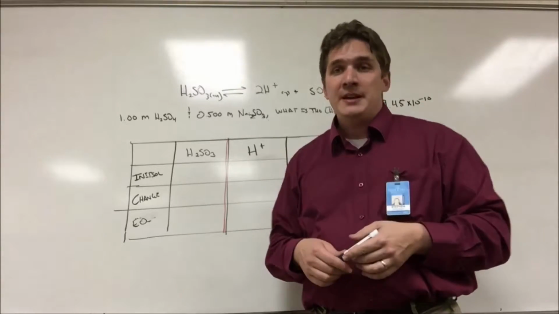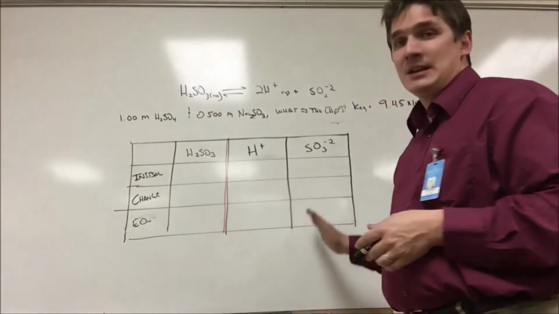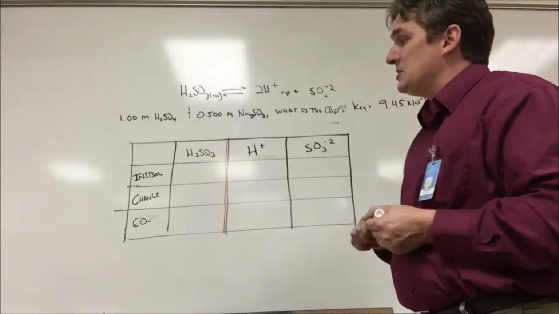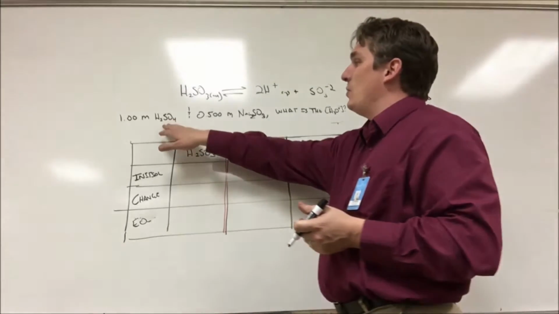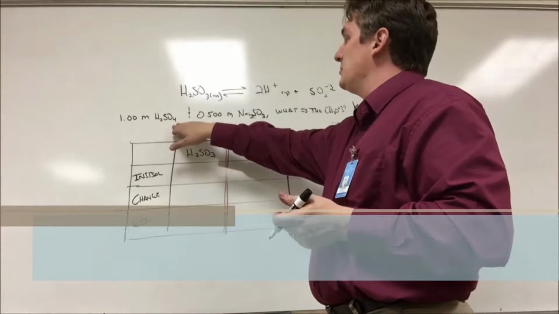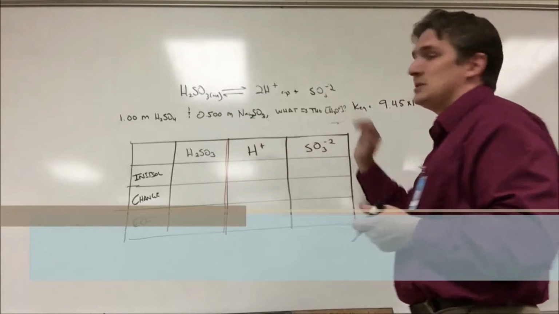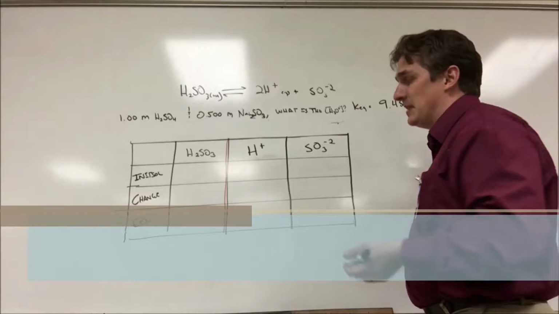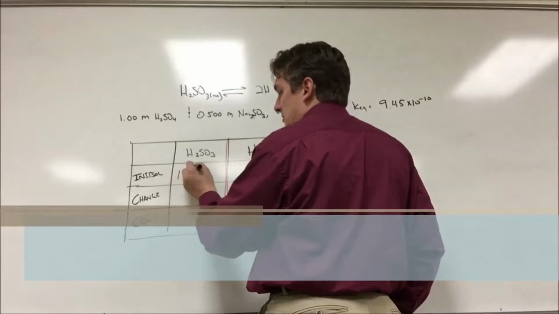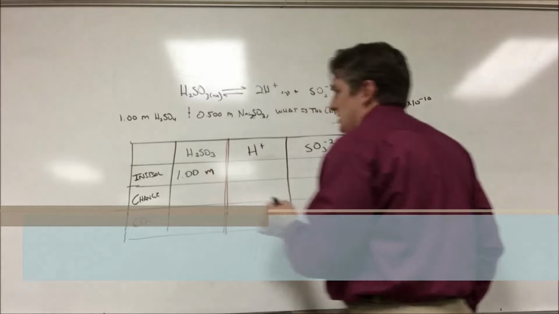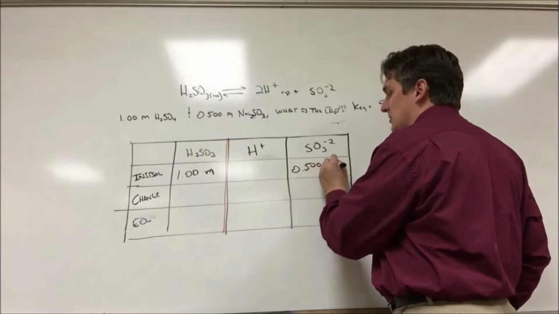So when you build your ICE table, I'm a huge advocate, make the left side reactants, make the right side products. You need to start with whatever information is given to you. So in this case, we have 1.00 molar H2SO3 reacts with 0.500 molar Na2SO3. What's the final H3O+ concentration? So our initial concentration for H2SO3 here is 1.00 molar. Our concentration of Na2SO3 is 0.500 molar.